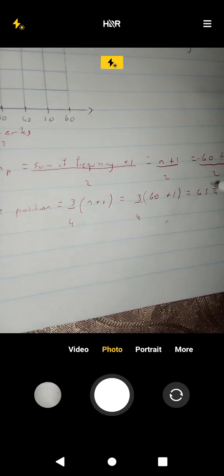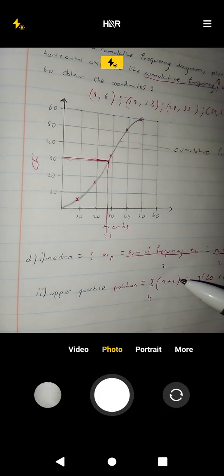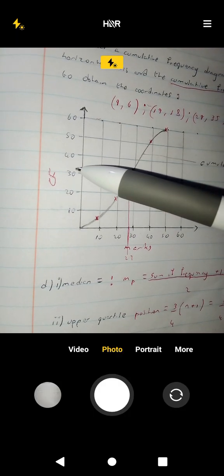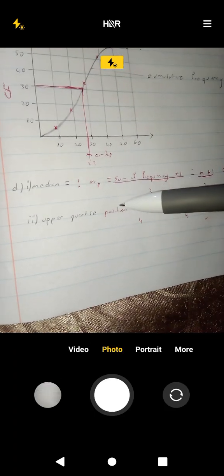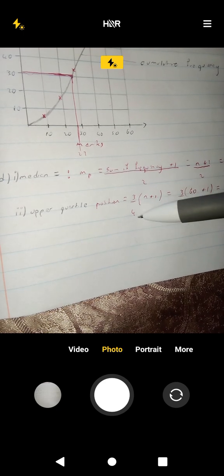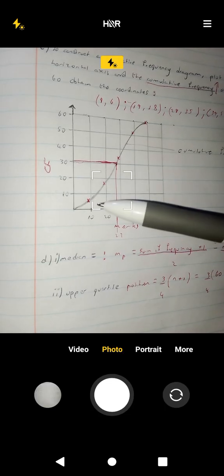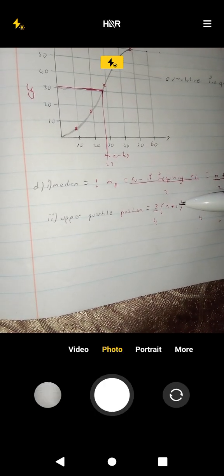Actually, when N is large, for example if the cumulative frequency was up to 8,000, we wouldn't need the plus 1, so the upper quartile position would be just 3/4 times N. But we assume our cumulative frequency is not that large, so the upper quartile position is 3/4 times N plus 1.